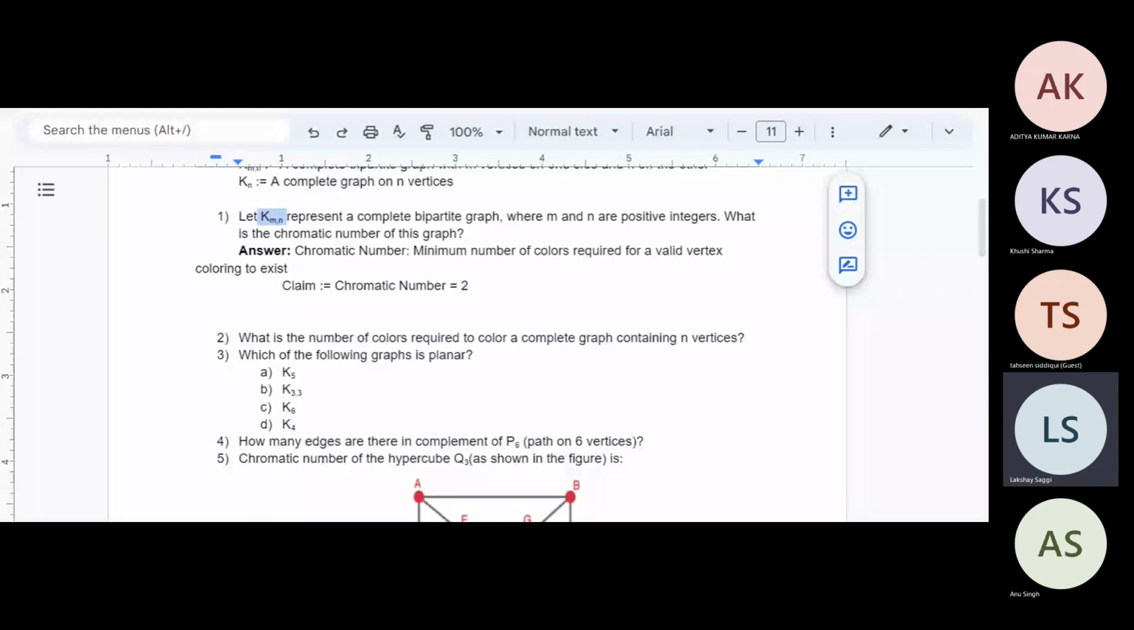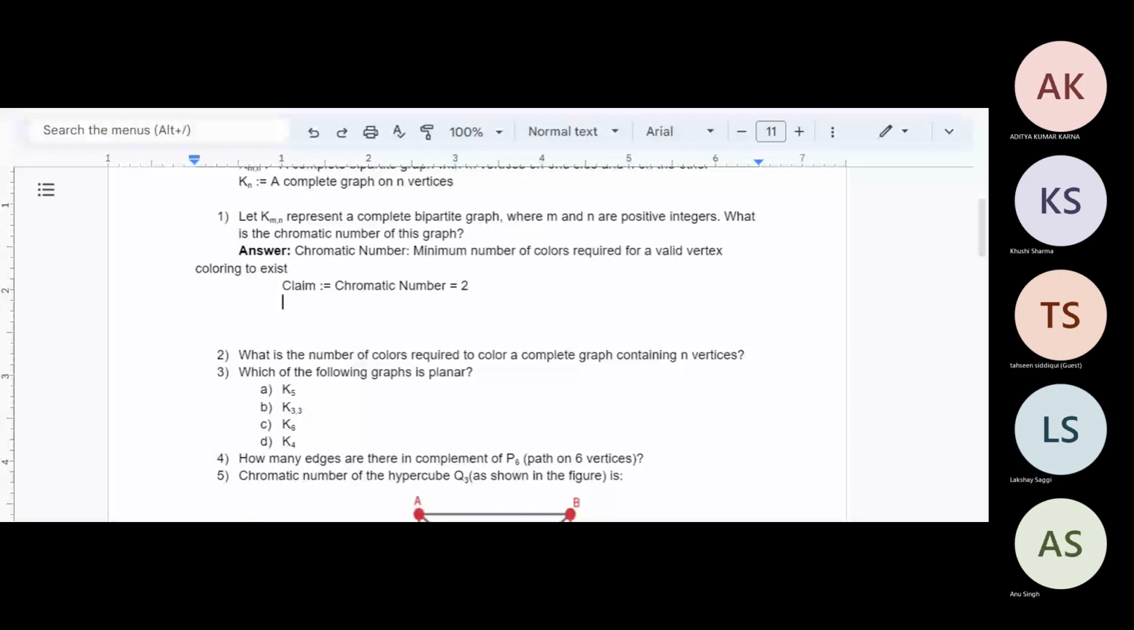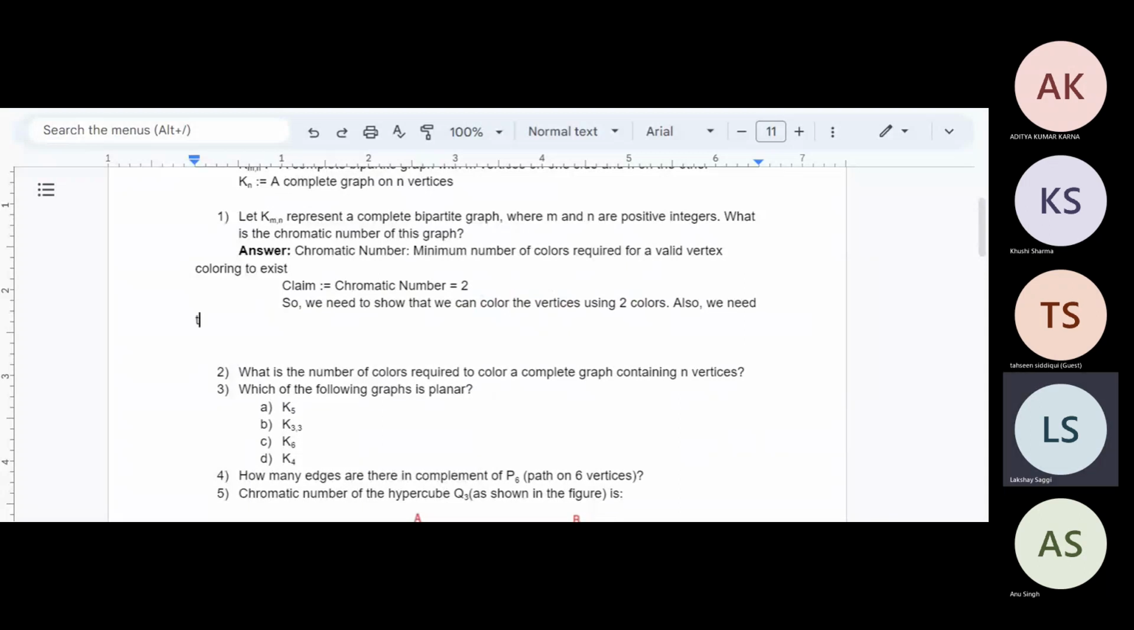So to show this, we'll first show, there are two things we need to prove. We need to show that we can color the graph using two colors. We can color the vertices using two colors, and also we need to show that we cannot color using just one color. We cannot color the vertices.